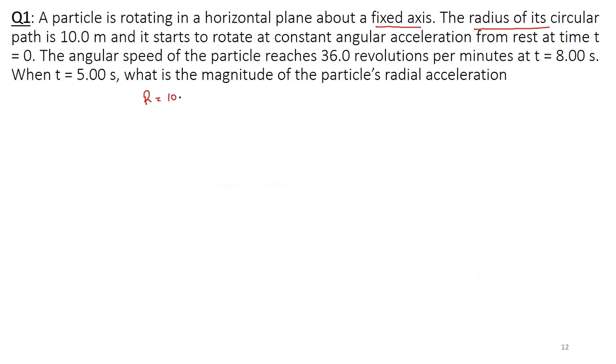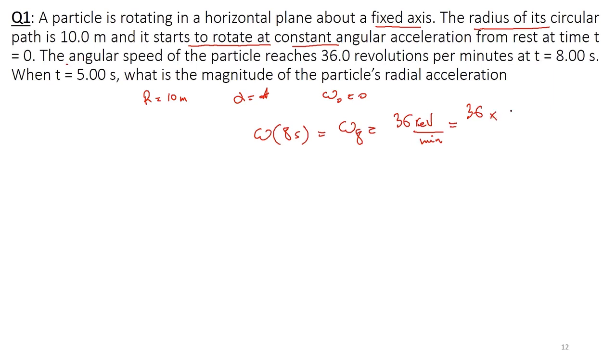R is equal to 10 meters. And the particle starts to rotate at constant angular acceleration. So alpha is constant, from rest. So omega 0 is 0 at t equals 0. Now here, this is what I gave you. The angular speed of the particle reached 36 revolutions per minute at t equal 8 seconds. So omega at 8 seconds, let me call it omega 8, is 36 revolution per minute. I know that I have to put it in SI units. So it will be 36, 1 revolution is 2 pi radian, 1 minute is 60 seconds. And I get omega 8 in radian per second. Now the question is, when the time is 5 seconds, what is the magnitude of the particle's radial acceleration?